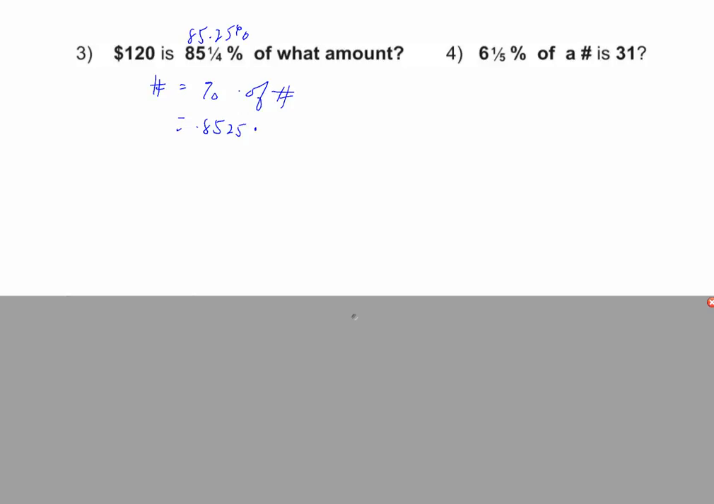It tells me I'm looking for the of number, so that's where I put the variable. And look, on this one, it's $120, right? Keep the dollar symbol. All right, real quick, divide both sides by 0.8525. Take your calculator out. Divide 120 by 0.8525. When somebody's got it, raise your hand and tell me the answer, Allison.